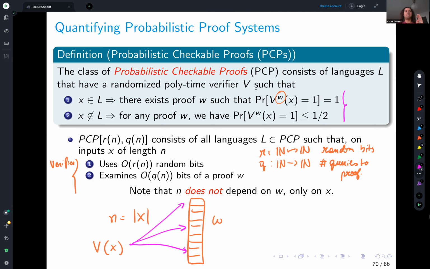So this class PCP(R, Q) consists of all languages in PCP such that the verifier must use at most O(R) random bits and can only examine O(Q) bits of a proof. So the proof can be of any size. Now that's the difference, right? In NP, the proof had to be small. Here, the proof can be really large, but the verifier can only query O(Q) bits of the proof. Does that make sense?